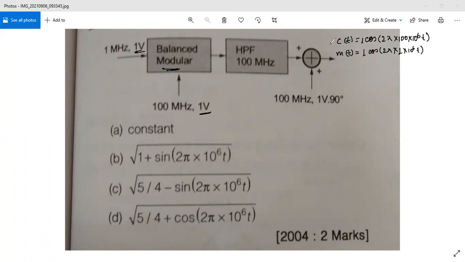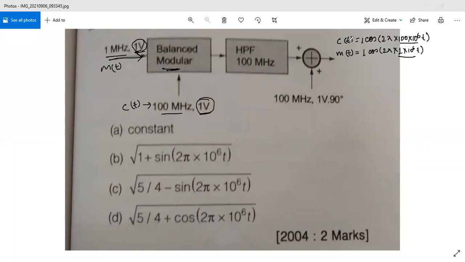So we have seen the carrier signal. According to the question, in the block diagram you can see here one signal, which is m(t), the message signal, and here a carrier signal c(t). The frequencies of the carrier signal and the modulating signal are given, as well as the amplitude. The amplitude is 1 volt in both cases. So we can write c(t) is equal to 1 cos 2 pi FC t. The value of FC here is 100 megahertz and the value of FM is 1 megahertz.